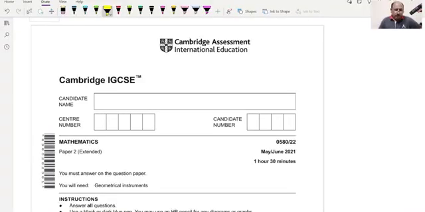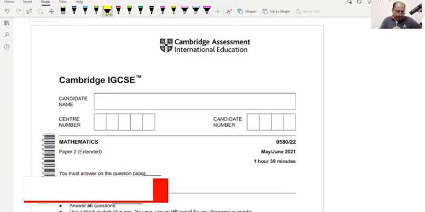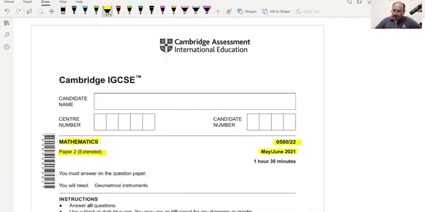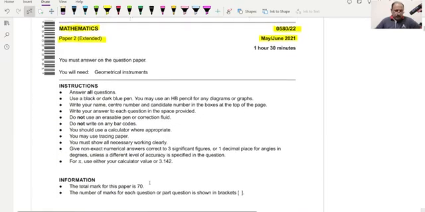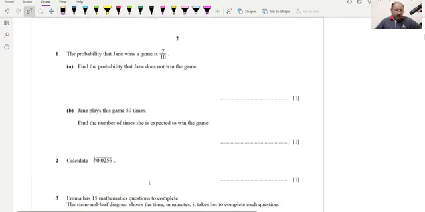Hello everyone, today we'll be going through IGCSE Mathematics Paper 2 Extended 0580/22 May-June 2021. Let us move to question number 1.